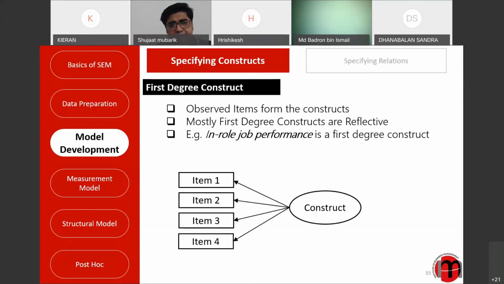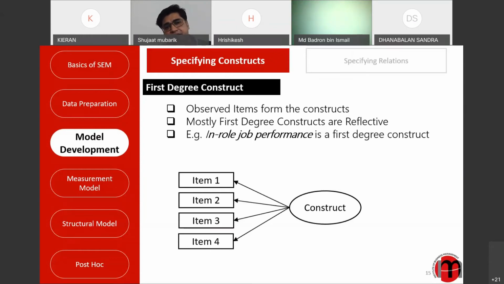Again, there's another term: we call it a first degree construct, second degree construct, and in rare cases there's a third degree construct. So what do we mean by that? The first degree construct is a normal construct. Once we have certain items, certain questions to gauge, to measure a construct or variable. For example, job satisfaction, performance, maybe vendor selection. These are constructs which have direct questions.